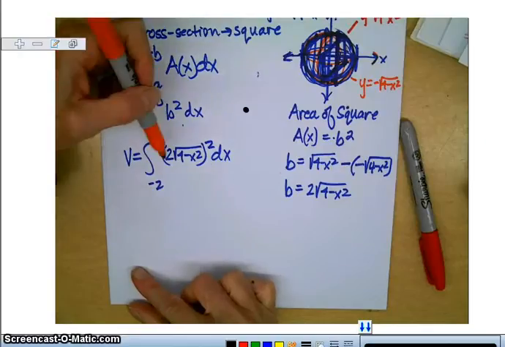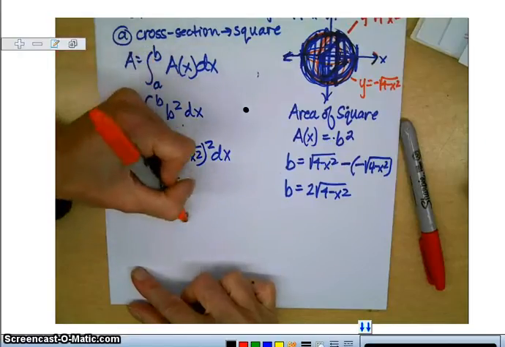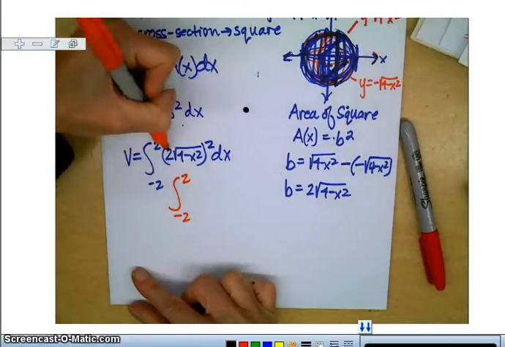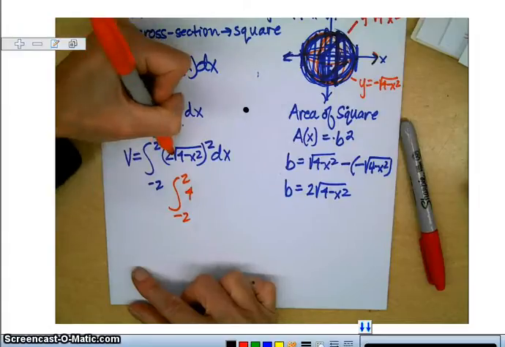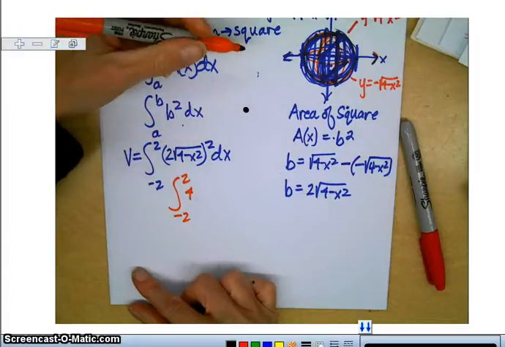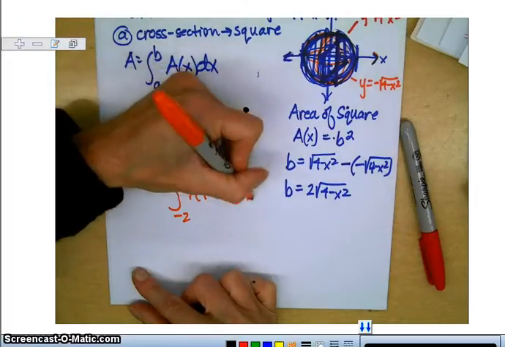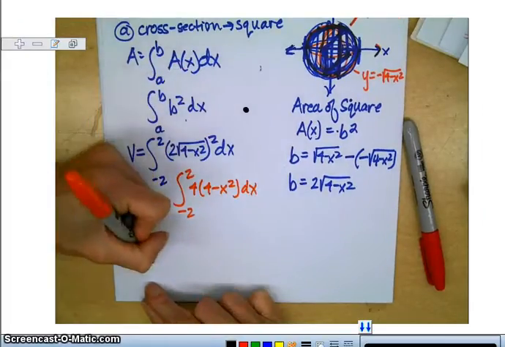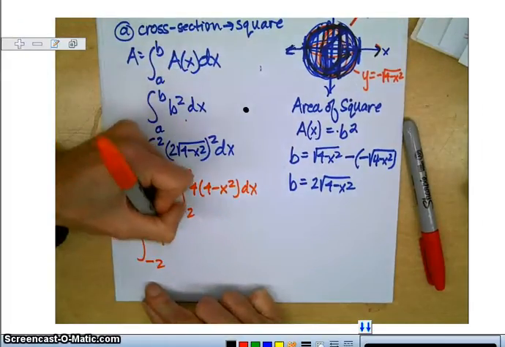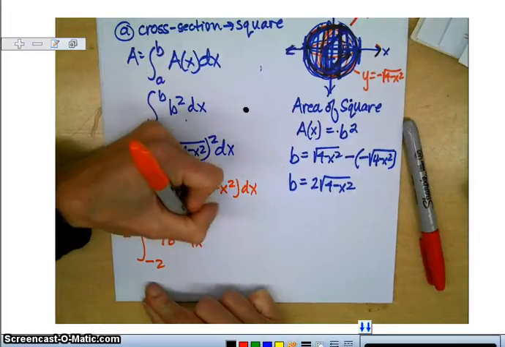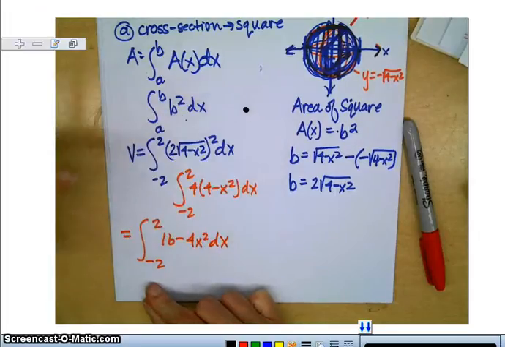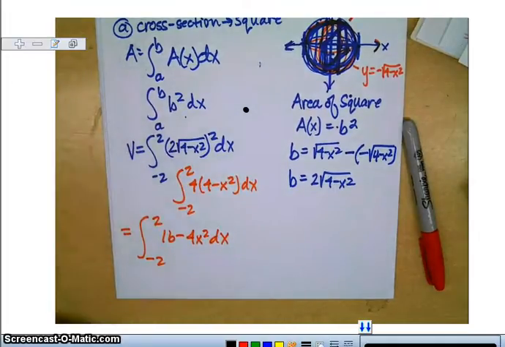All right, so let's simplify this. The integral from negative 2 to 2. 2 squared is 4, times the square root of 4 minus x squared, squared. And now the integral from negative 2 to 2 of 16 minus 4x squared dx. And from here, can we use our calculator?